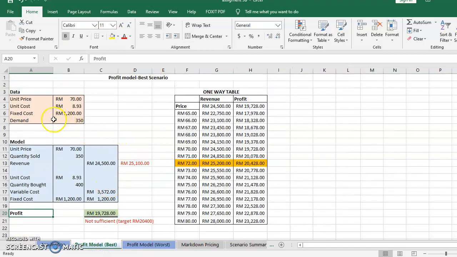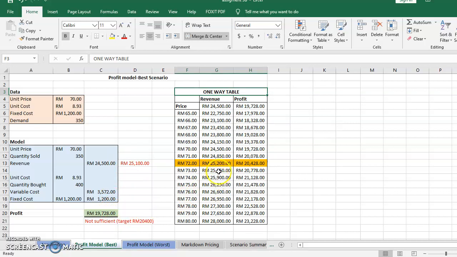In this case, the result obtained is not sufficient because I only get 24,500 ringgit while my target is 25,100 ringgit, and the profit is not sufficient, as the target is 20,400. Therefore, my solution is to use a one-way table to achieve my revenue target and profit target.